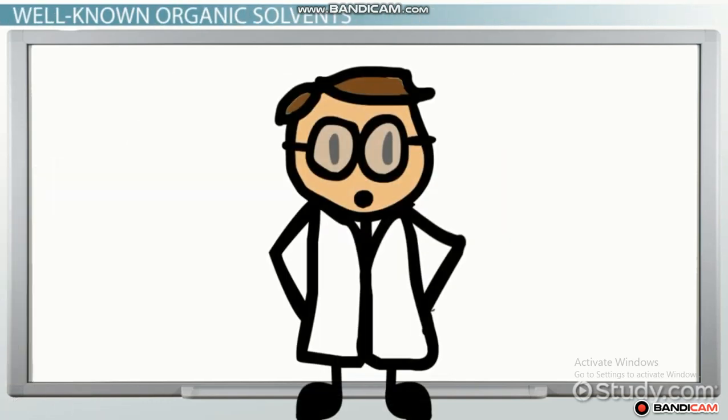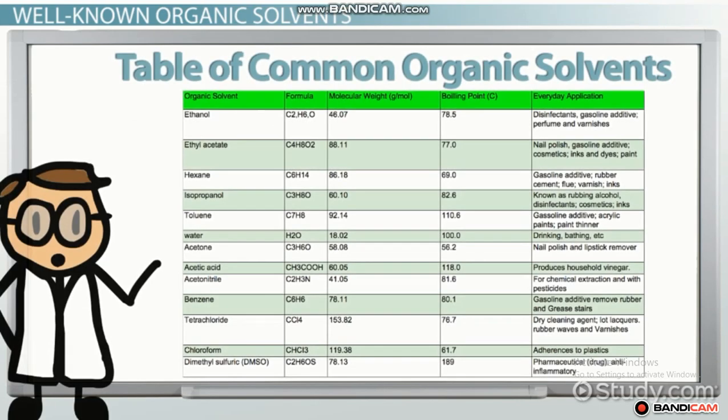Learning what an organic solvent is and the type of properties associated with these substances is a good way to understand them, but this lesson wouldn't be complete without providing a list of common organic solvents. The physical properties of molecular weight and boiling point are provided in this list. Common applications of these solvents are also provided to illustrate how useful organic solvents are in our everyday living.